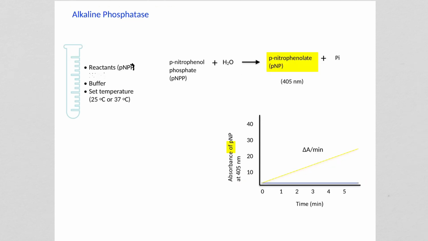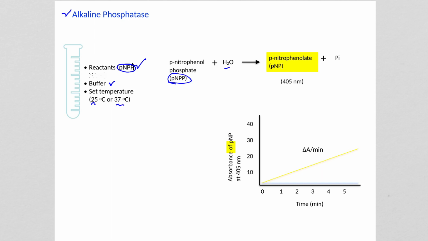Here's another example, and this is for alkaline phosphatase. Once again, we take a tube, we put in the substrate, which is para-nitrophenol phosphate. Water is in the buffer, so we have a buffer to maintain the pH, and then we set the temperature at 25 or 37 Celsius.